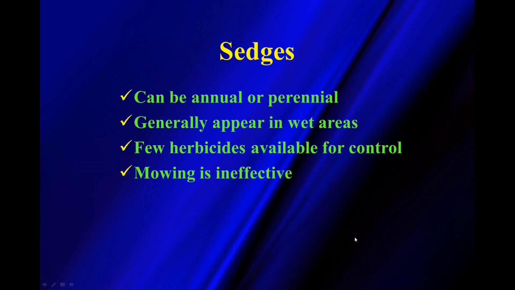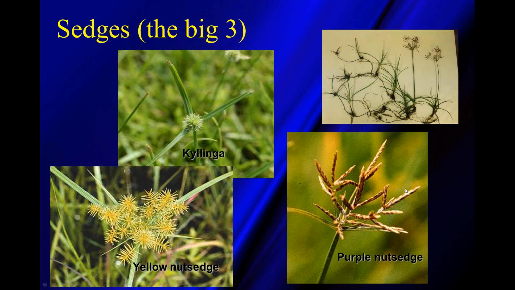Our sedges, many times we can manage these with just cultural practices. Manage our irrigation so that we don't have soppy areas in the lawnscape or in the landscape. There are a few herbicides available for control, but we do have some excellent herbicides. There's 3 herbicides I'll talk about here in a second. Mowing is ineffective. The big 3 that I like to talk about that are most pernicious for us here in Texas, both in lawns and in landscape beds, are green kyllinga, yellow nutsedge, or purple nutsedge.